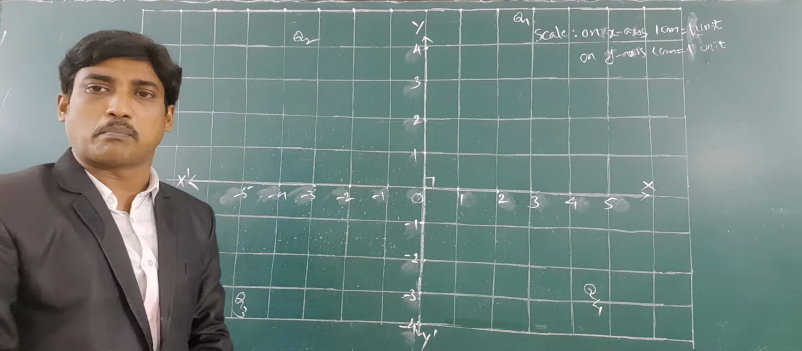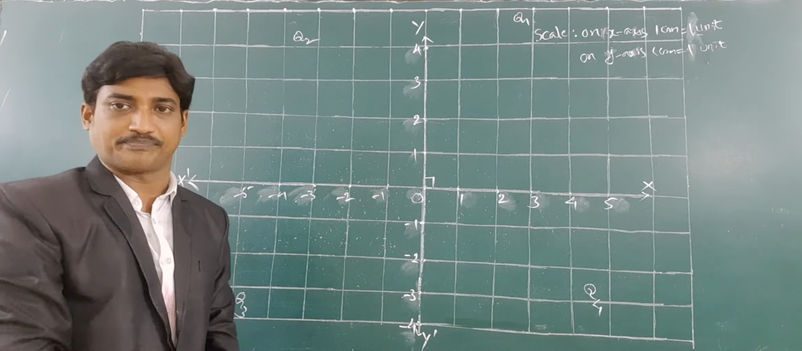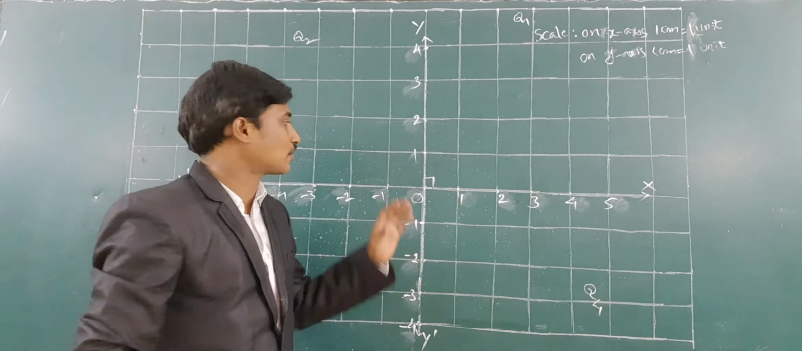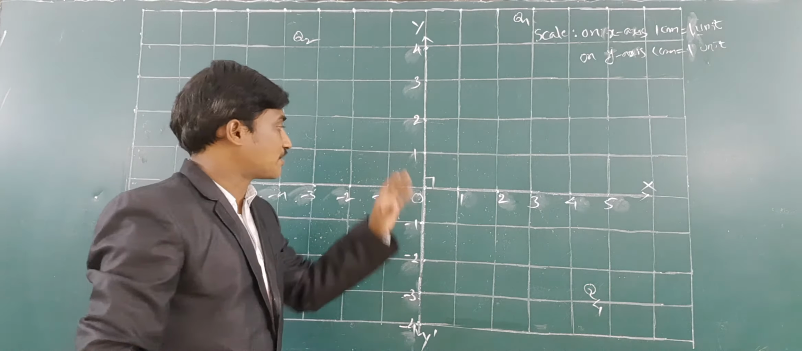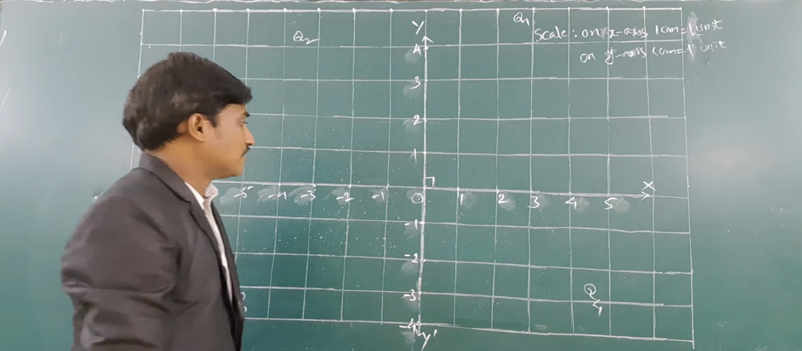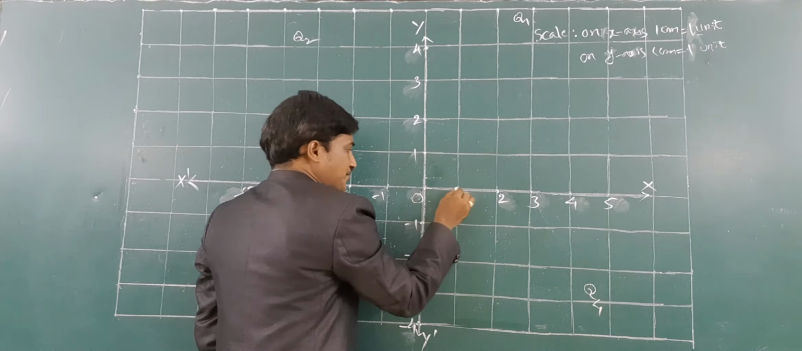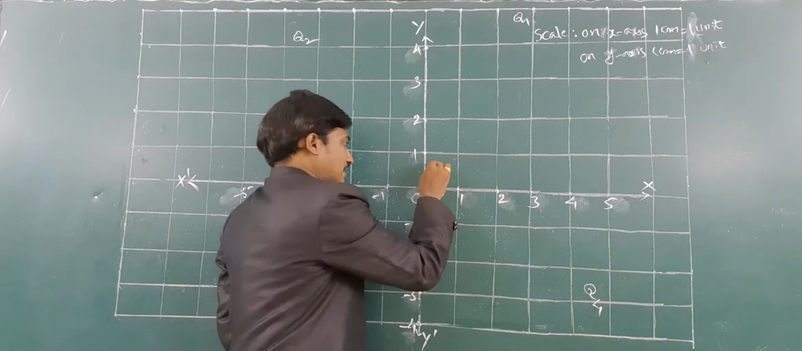Now let us plot some points on this graph sheet. Generally, on this graph sheet, not only these thick lines, there are some other lines also. At each centimeter there are 10 divisions.